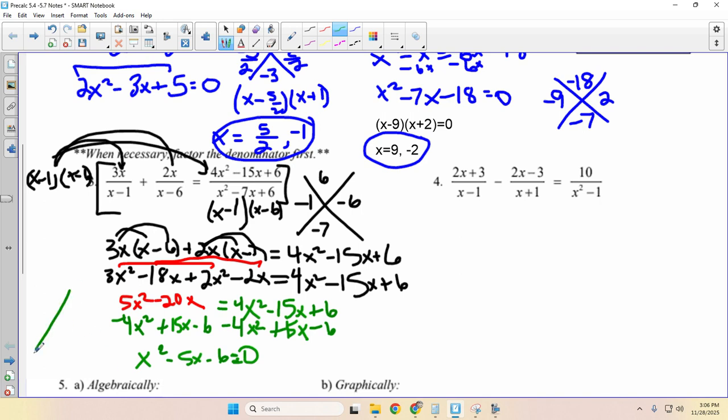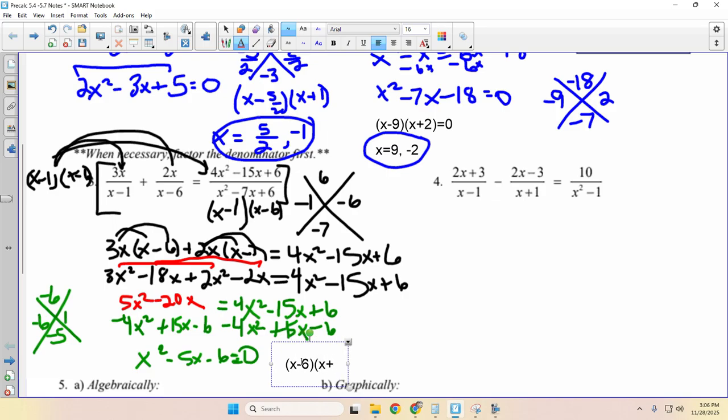And then we'll big X our way to factor this. Two numbers that multiply to give us negative 6 and add to give us negative 5. That would be negative 6 and positive 1. So our answer is going to be (x - 6)(x + 1) = 0. And our zeros are x equals 6 and x equals negative 1.